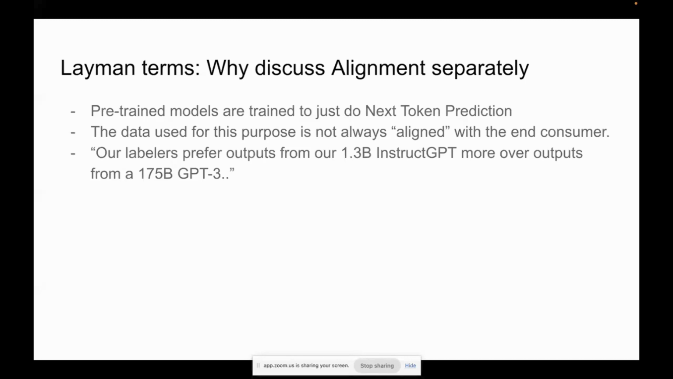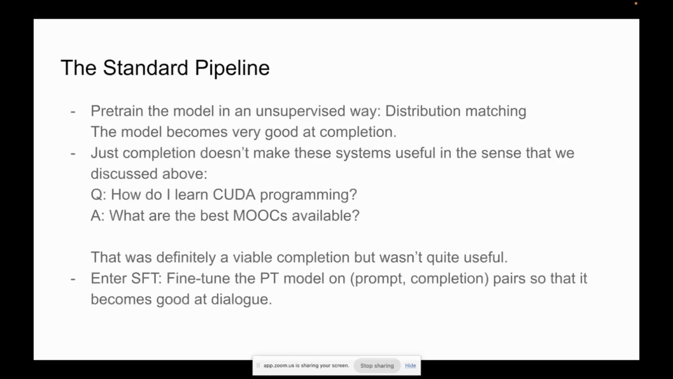That's more than 100 times the parameter difference between these two models, right? But this 175 billion GPT-3 that they're talking about is just pre-trained. It's just pre-trained on massive data from the internet along with a lot of compute. So these things are enough to give an intuition as to why alignment needs to be discussed separately from the pre-training stage as we have it today, which is basically next token prediction, right? Okay, so that is there.